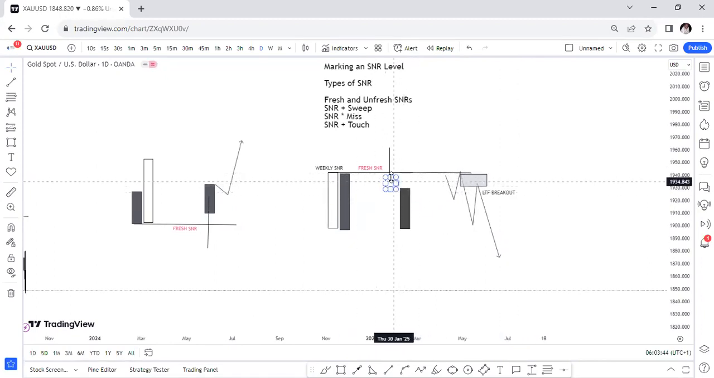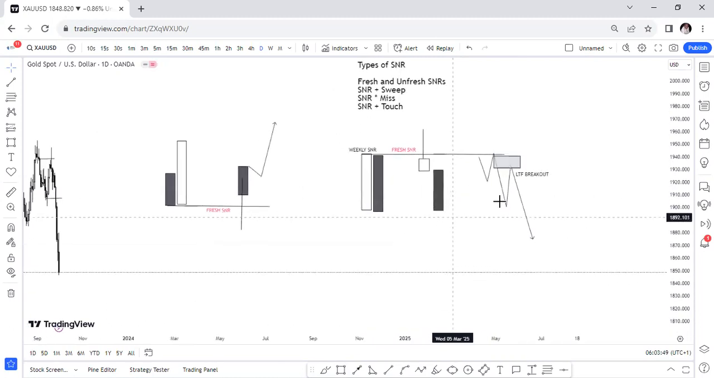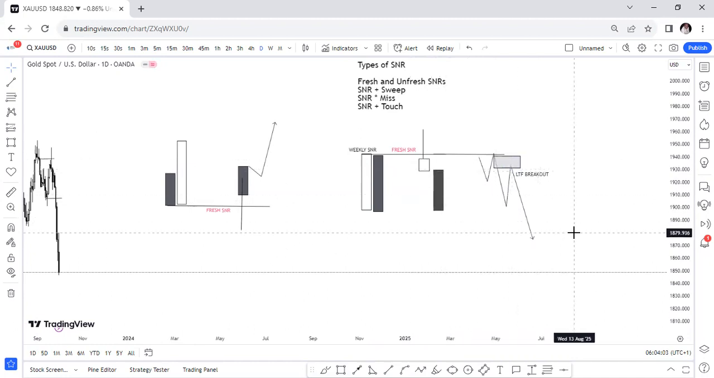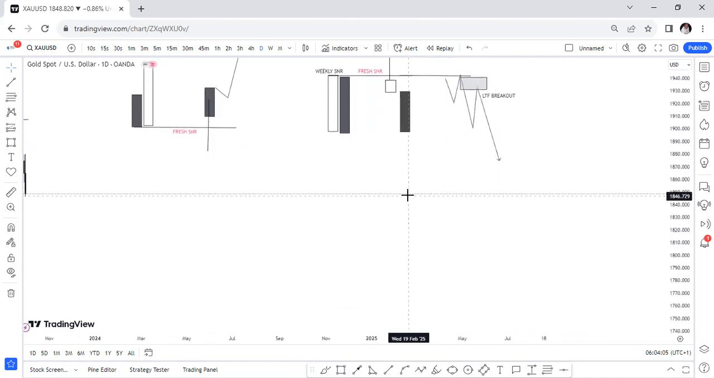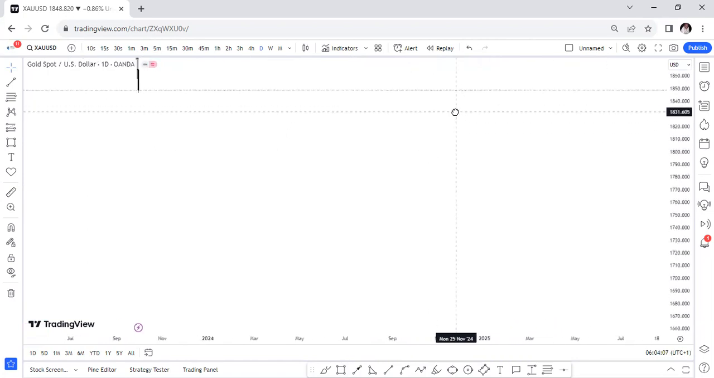If you see a rejection like this on the 4 hours, that means you're going to go down to like 30 minutes or 15 minutes to see a breakout like this in this structure, at the level of this rejection, and trade it. So that's how you enter your trade.